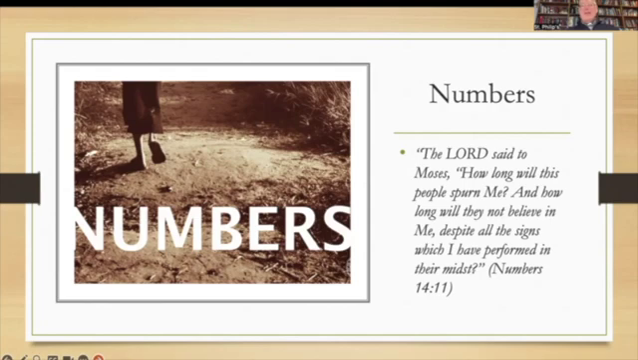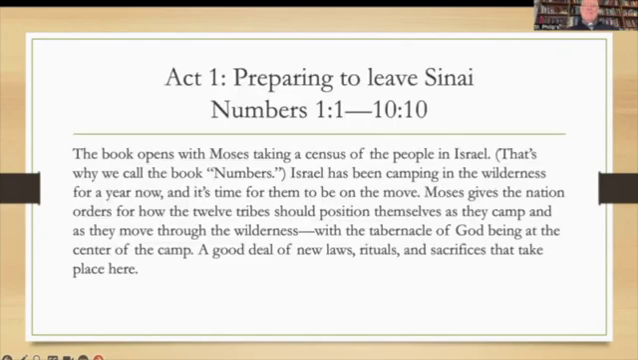And the theme here is the people's stubbornness and unfaithfulness. So if Leviticus is all about how they're supposed to be pure and holy, Numbers is how they fall short. And so here we have from chapter 14, the Lord said to Moses, "How long will this people spurn me? How long will they not believe in me, despite all the signs which I have performed in their midst?"